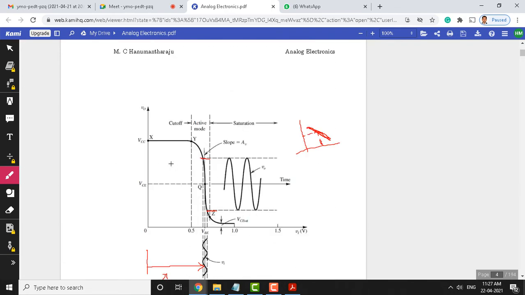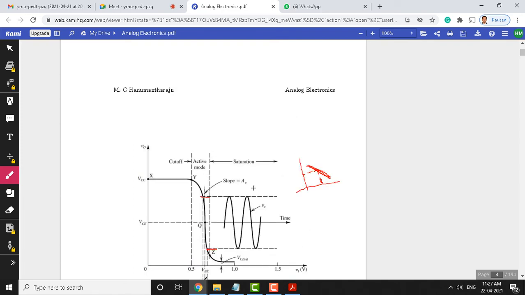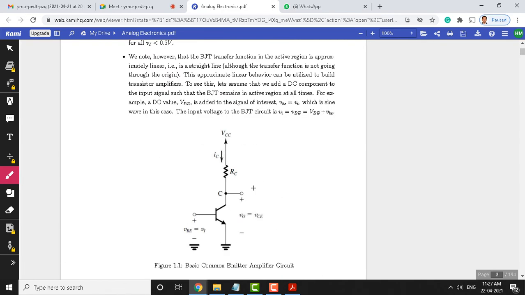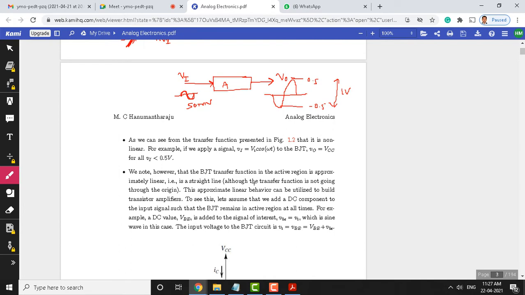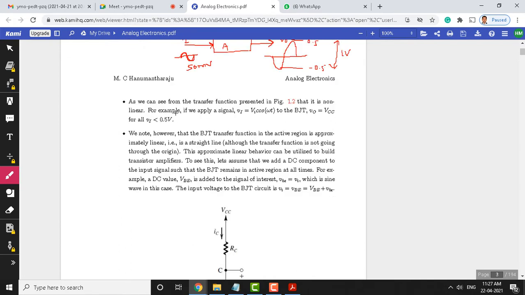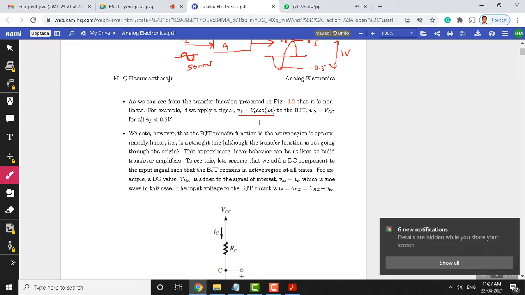Piecewise, if you split this curve into small portions, at one particular piece of this curve the linearity exists, and that linearity can be used for amplification purposes. Now, here the same thing we have explained. For example, if you apply a signal, like this cosine signal we have considered here, sine or cosine, there is not much difference.